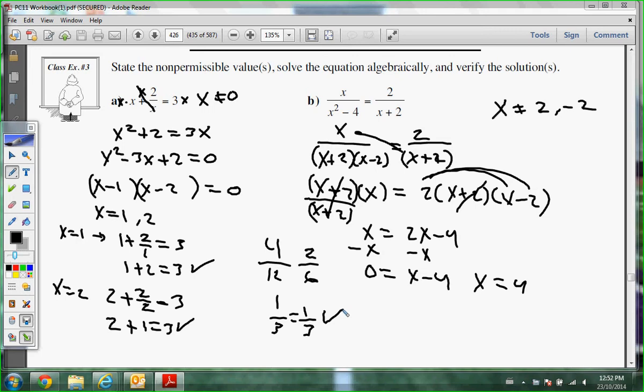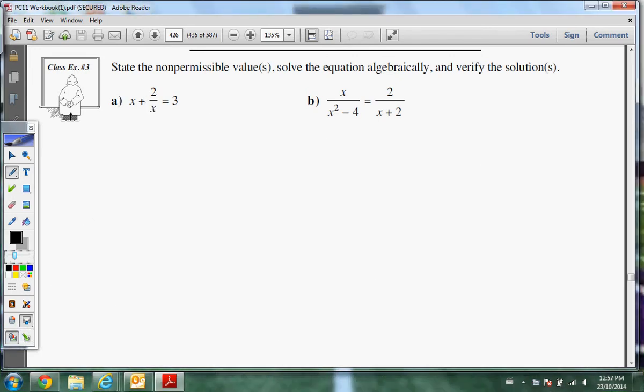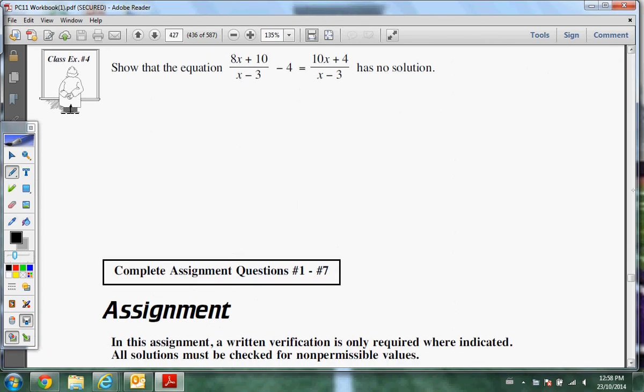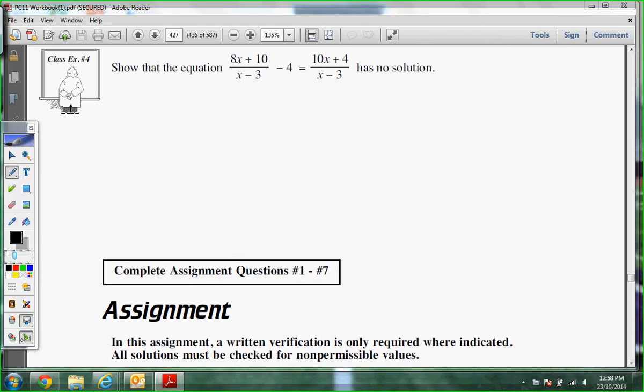All right, we got one more example. All right, last one. Okay, so show that the equation 8x plus 10 over x minus 3 minus 4 equals 10x plus 4 over x minus 3 has no solution. So that's kind of weird. They're telling us that it has no solution, so we're going to figure out why. Okay, so first thing, my non-permissible is going to be x can't be 3. Okay, we know that.